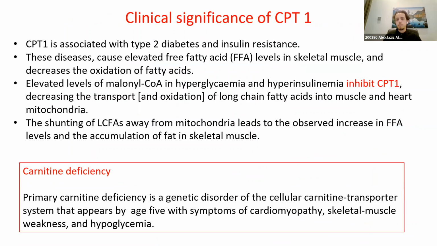So why are we talking about CPT1 and CPT2? The clinical significance of CPT1 is that there's something called carnitine deficiency. Primary carnitine deficiency is basically where you have symptoms of cardiomyopathy, skeletal muscle weakness, and hypoglycemia because you cannot mobilize or bring long chain fatty acids into the mitochondria. You cannot use beta oxidation on these fatty acids in general.